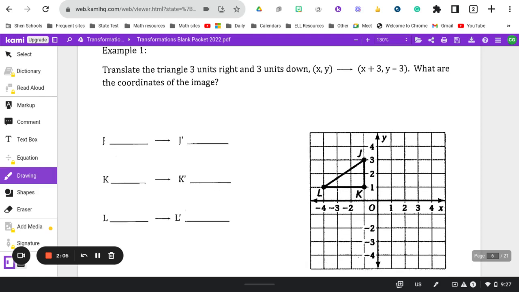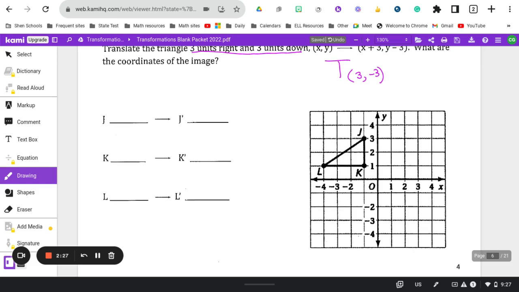So notice it says, translate the triangle 3 units right and 3 units down. They also gave us the arrow notation right here. And if I wanted to, I could write it as an ordered pair. 3 to the right is the x-axis and 3 down is the y-axis. So we have a pre-image here, J, L, and K. And I'm just going to note the coordinates of the pre-image: negative 1, 3, negative 1, 1, and negative 4, 1. Those are the coordinates of J, K, and L right now.